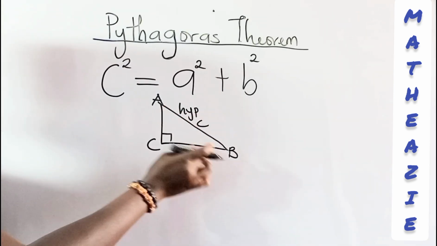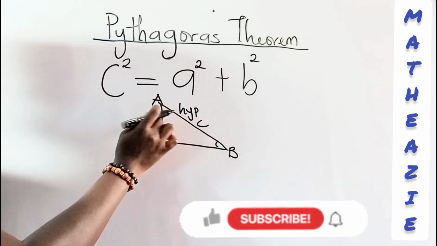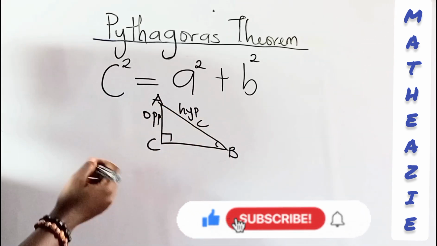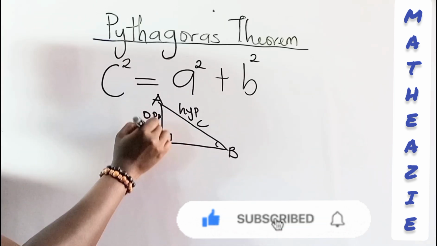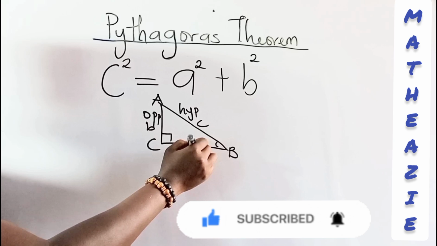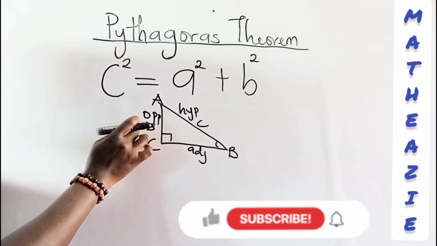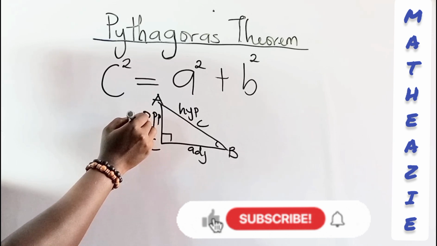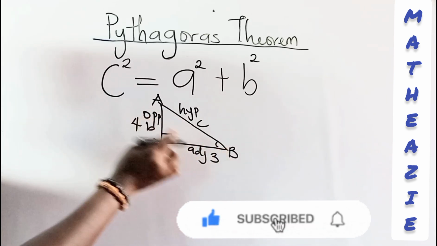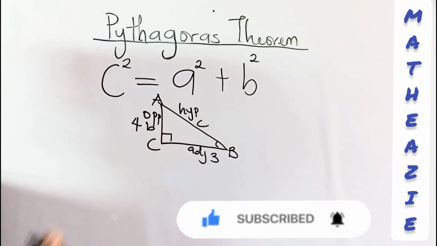And then depending on the angle that is given, for instance, if angle B is given, this side facing angle B becomes the opposite. And let's call it B. And this side now, CB, becomes the adjacent. This theorem says that, for instance, if this opposite side is given as 4 and the adjacent is given as 3, we can use these two known sides to find the unknown side applying this theorem.